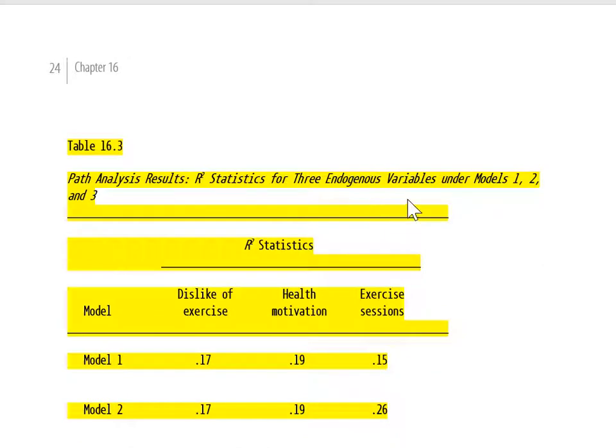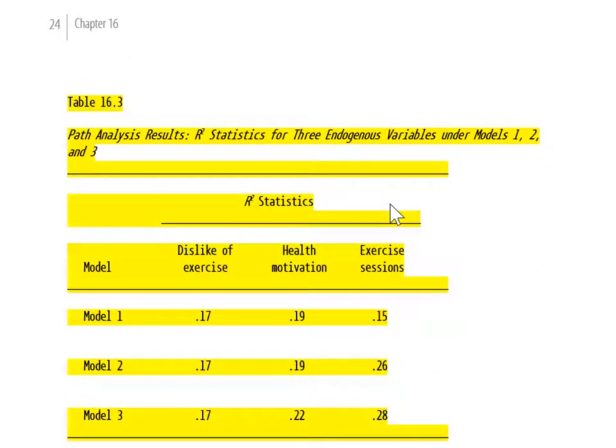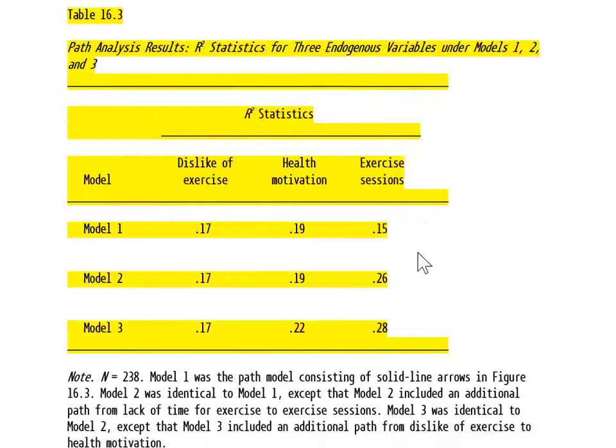On page 24 at the top, we have table 16.3, path analysis results. R-squared statistics for 3 endogenous variables under Model 1, Model 2, and Model 3. Under the heading Model, we have Model 1, Model 2, and Model 3. And we have a major section headed R-squared statistics. R-squared statistics for this endogenous variable, dislike of exercise. R-squared statistic for this endogenous variable, health motivation. And R-squared statistics for this endogenous variable, exercise sessions.